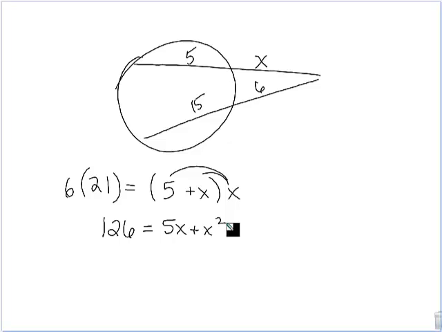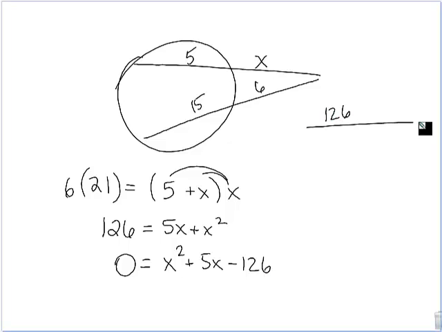So we have to subtract the 126 to get it equal to 0. And we want to write it so that x squared comes first. So x squared plus 5x minus 126. Factors of 126, and we want it to subtract to give you 5. Factors of 126. I'll give you the first one. 1 times 126. Oh, thanks. You're welcome. 2 times what? 63.